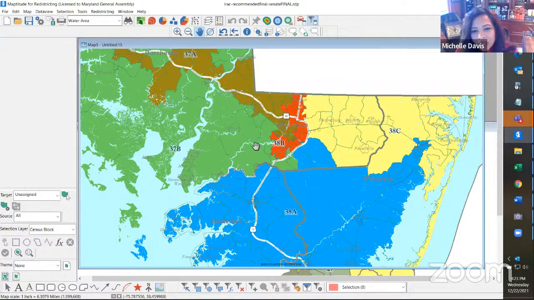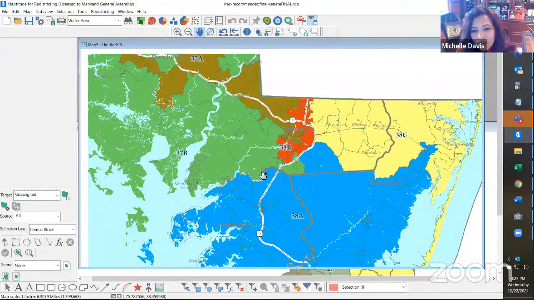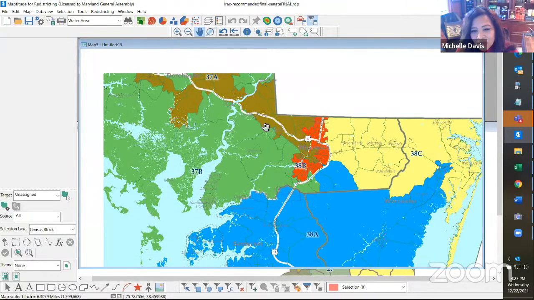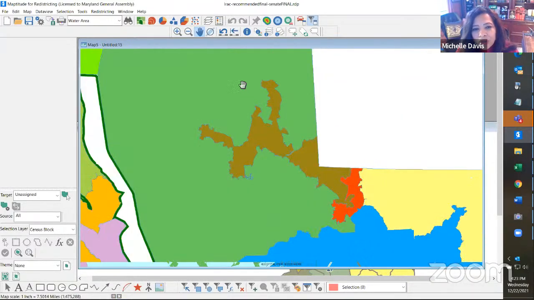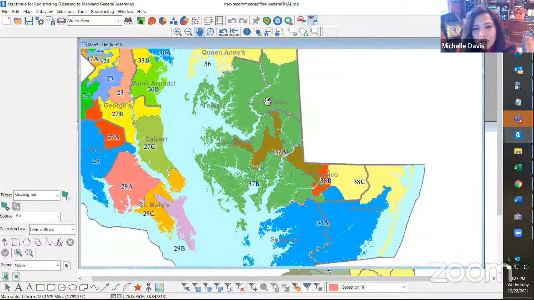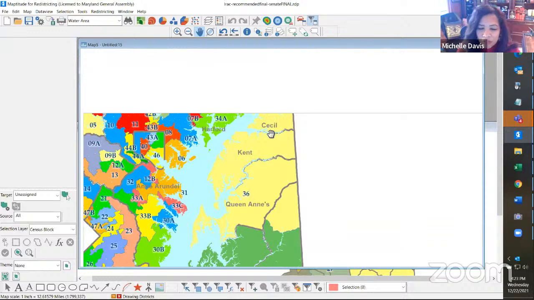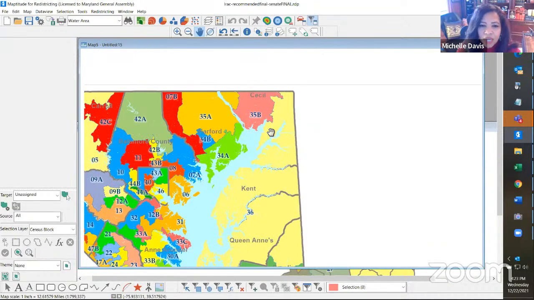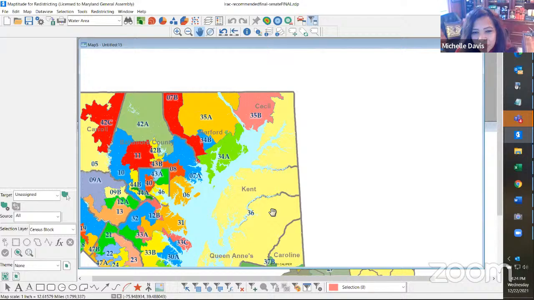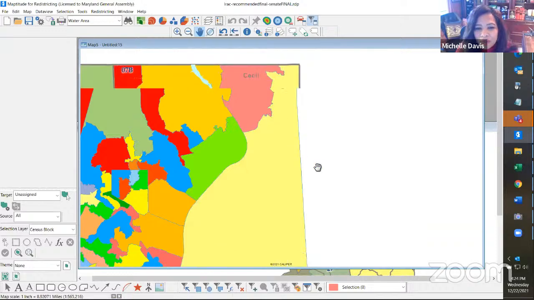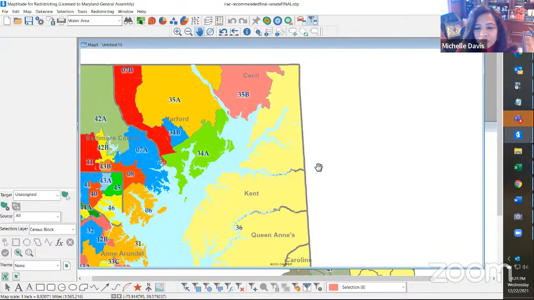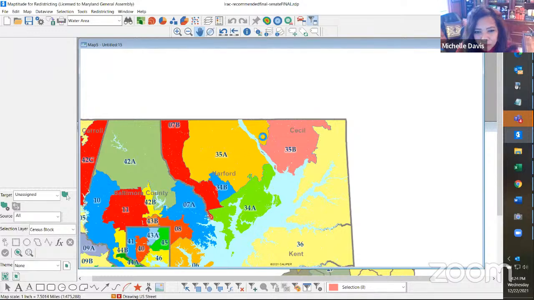A lot of this is the same for obvious reasons. There's nowhere to go. There are not many options. I'm going to go up to the northern shore here, District 36. Same issue. Everything is sort of pushing north, and District 36 is pushing further north, further into Cecil County because of the population issue.